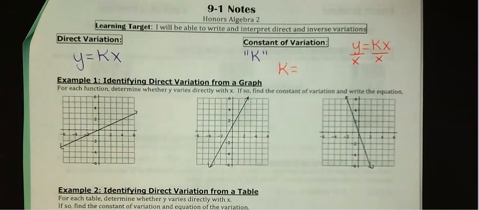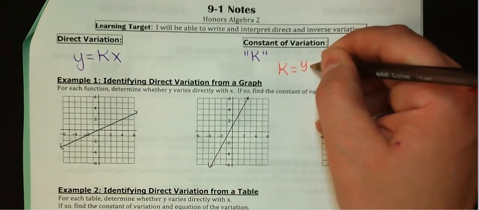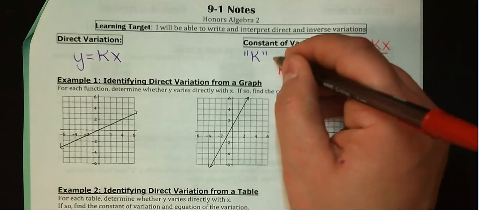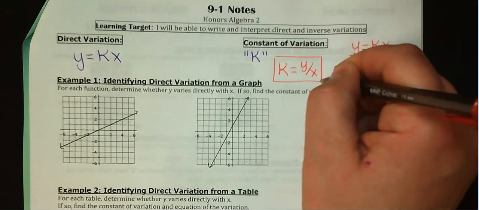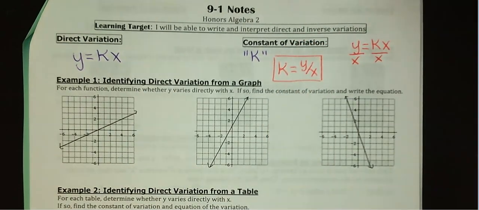So that's a related formula. If you don't know the k value, you can find it by dividing. If you have a graph, y coordinate divided by x coordinate. If you have a table, y coordinate divided by x coordinate. If you have an equation, it'll be a little easier to see. But if you don't know it, you can figure it out if you have some information.